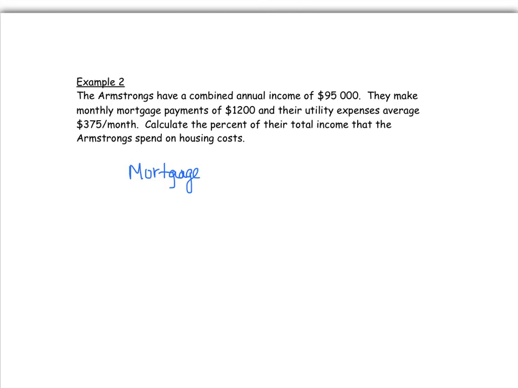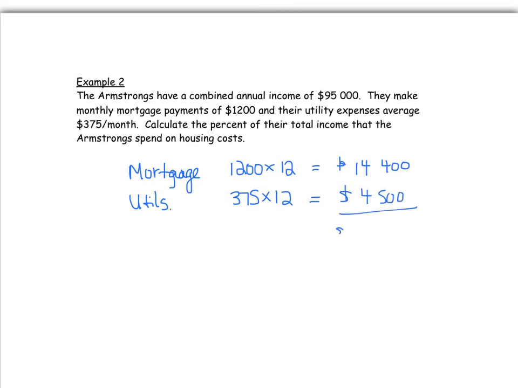So they make monthly mortgage payments of $1,200. So $1,200 times 12 tells us that in a year they pay $14,400 towards their mortgage. And for their utilities, they average $375 a month for a total of $4,500 annually. So their annual expenses associated with their home are $18,900.